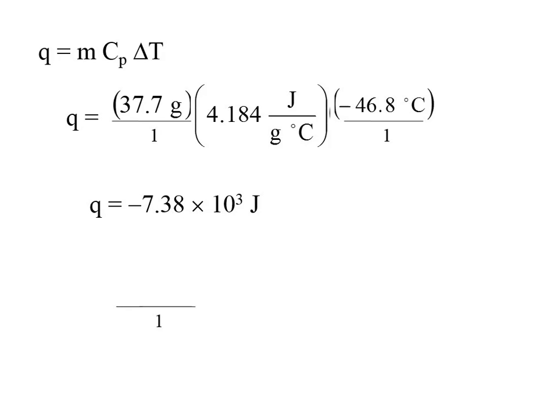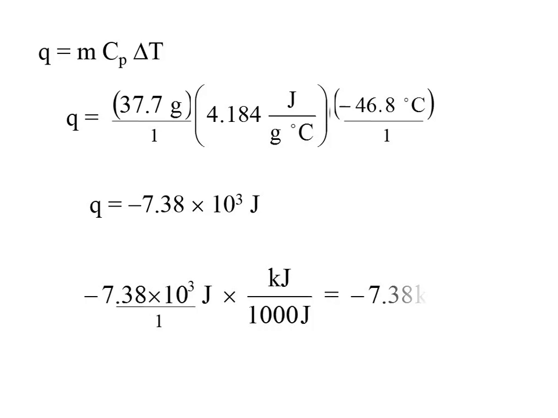A lot of times these thermodynamic problems will want you to leave it not in joules, but go to kilojoules for whatever reason. This one didn't say, so you could leave it in joules or take it all the way to kilojoules. All I've done here is take the negative 7.38 times 10 to the 3rd joules, and to get it to kilojoules, I recognize there's 1 kilojoule in 1,000 joules. So joules cancel, and we're left with negative 7.38 kilojoules. That's it.